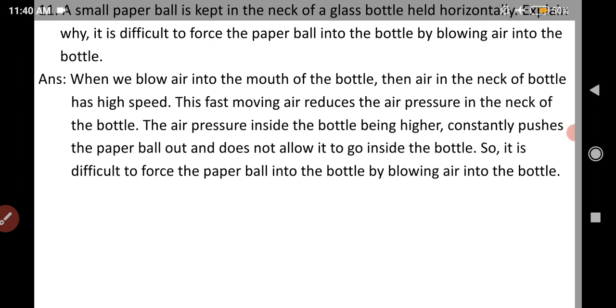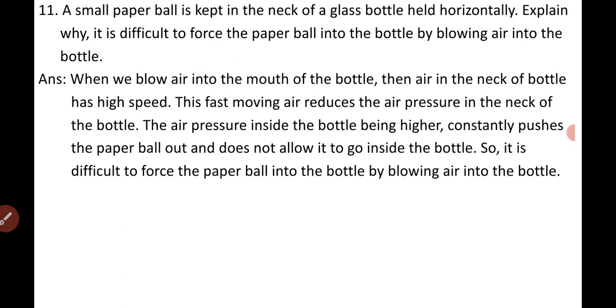Next question, question number 11, and this will be the last question from the short answer type questions in today's video. A small paper ball is kept in the neck of a glass bottle held horizontally. Explain why it is difficult to force the paper ball into the bottle by blowing air into the bottle.